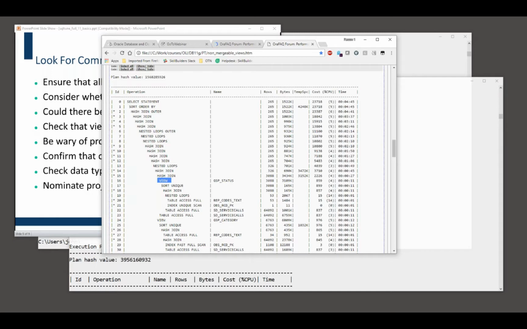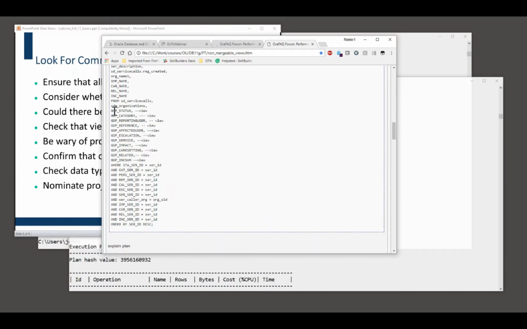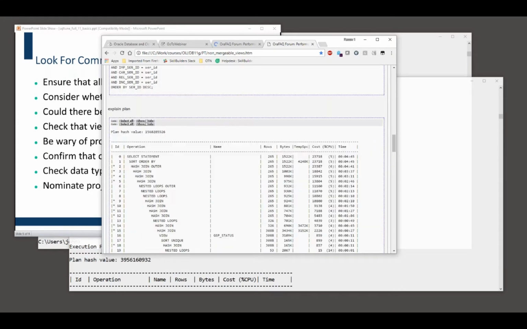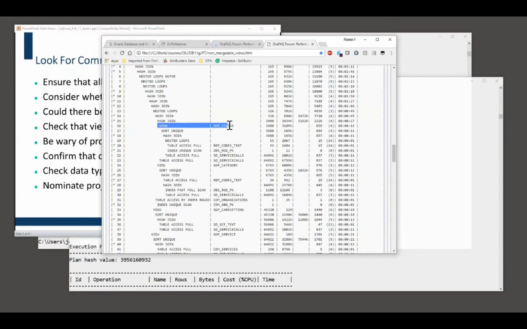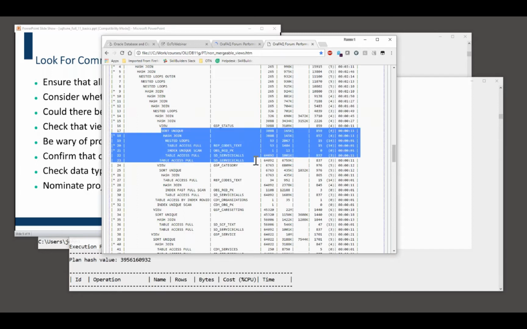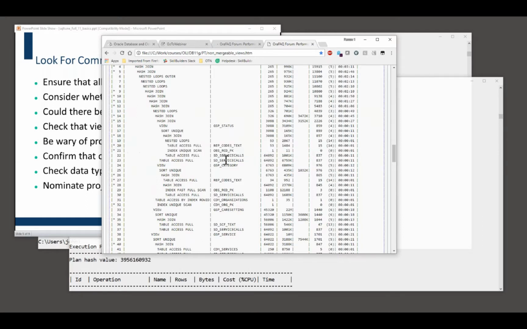View. Whenever you see the keyword view in an execution plan, it's one of these red flags, a warning. There could be something wrong here. And that view is GSP status. It's a view. Oracle has had to materialize the view. And to build that view in memory, it's done a full scan of SD service calls. It's joined it with a loop to rep codes text, with a hash join out there, to do that.